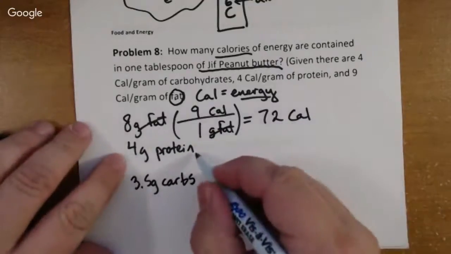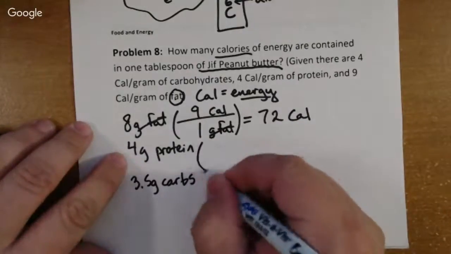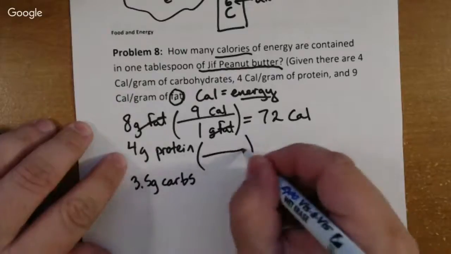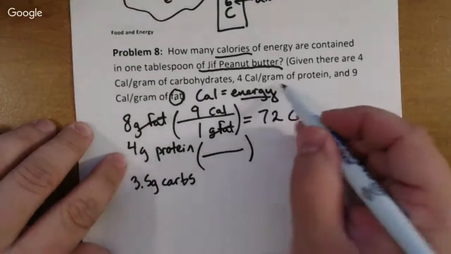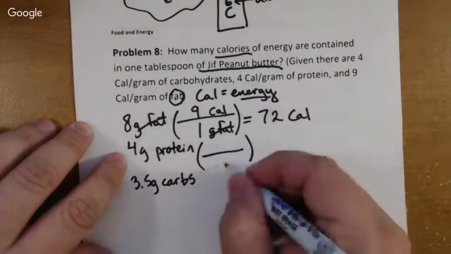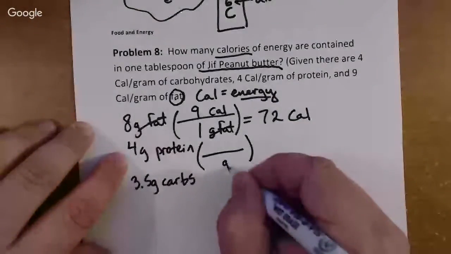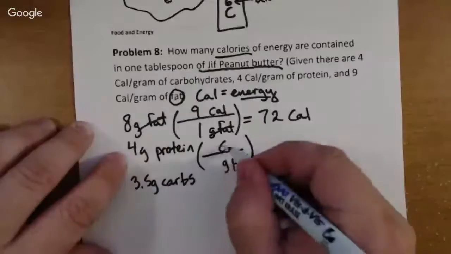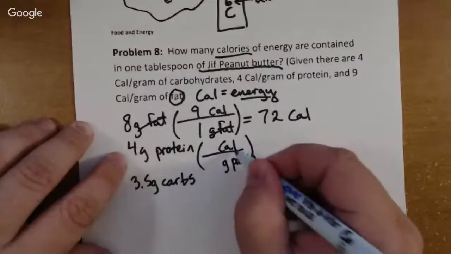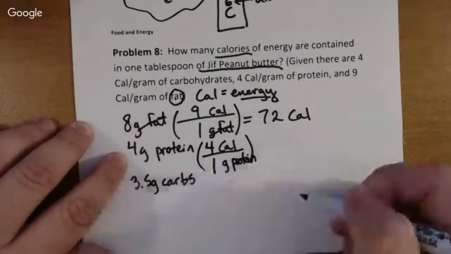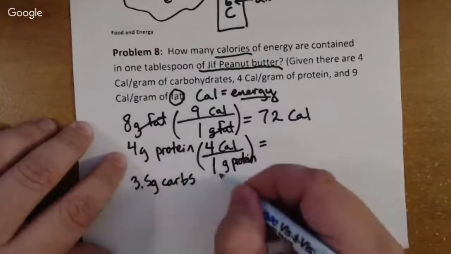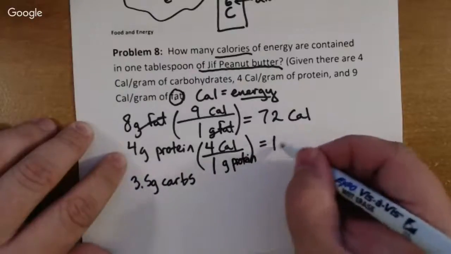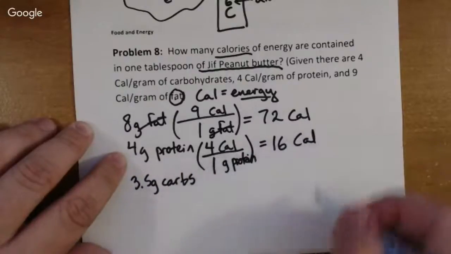We can do the same thing for protein. We just have to use protein's conversion factor. And I've got, let's see, 4 calories per gram of protein. So again, gram of protein this time will go on the bottom, and calories will go on the top. 4 calories per 1 gram of protein. 4 times 4 divided by 1 gives me 16 calories.